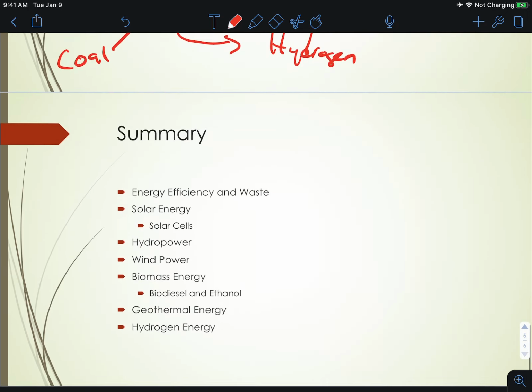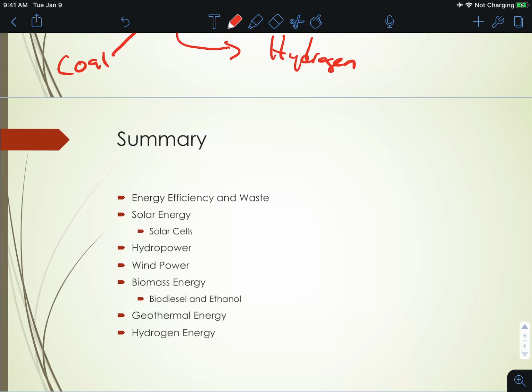So, in summary from this chapter, what you're going to make sure you get out of your readings and filling out your worksheet and all of that is to understand something about energy efficiency and waste, where our waste comes from, and how to be more efficient. Solar energy, I talked about some of that here. Stuff I didn't talk about, hydropower, wind power, and geothermal, is pretty straightforward and covered thoroughly enough in your textbook. And then make sure you can distinguish between biodiesel, ethanol, and biomass energy. And lastly, what exactly we mean when we say hydrogen energy and using hydrogen as a fuel. And that concludes your video.